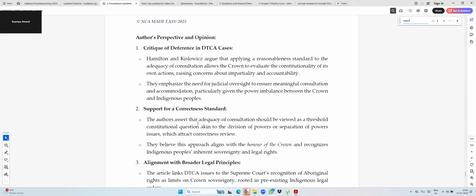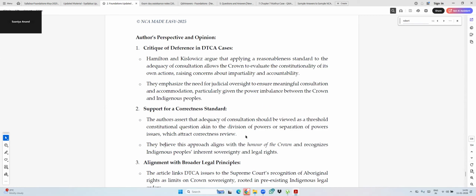The authors assert that adequacy of consultation should be viewed as a threshold constitutional question, akin to powers which attract correctness review, aligning with the honour of the Crown. Yeah, more of correctness only. They say that basically the process of consultation also, because it is a constitutional right, whenever there is a question of constitution, it has to go under the correctness review.